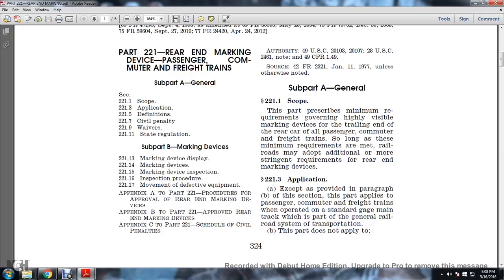221.13, Marking Device Display. 221.14, Marking Device. 221.15, Marking Device Inspection. 221.16, Inspection Procedure. 221.17, Movement of Defective Equipment.